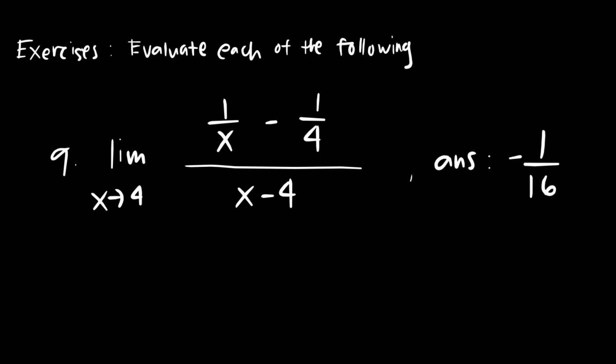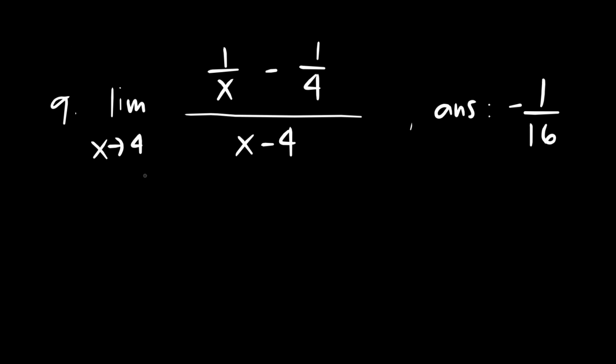So let's proceed to number 9. The limit as x approaches 4 of (1/x minus 1/4) all over x minus 4. So it is also in indeterminate form. So let's further simplify. So we'll have a limit as x approaches 4. For this one, we will combine these two terms.